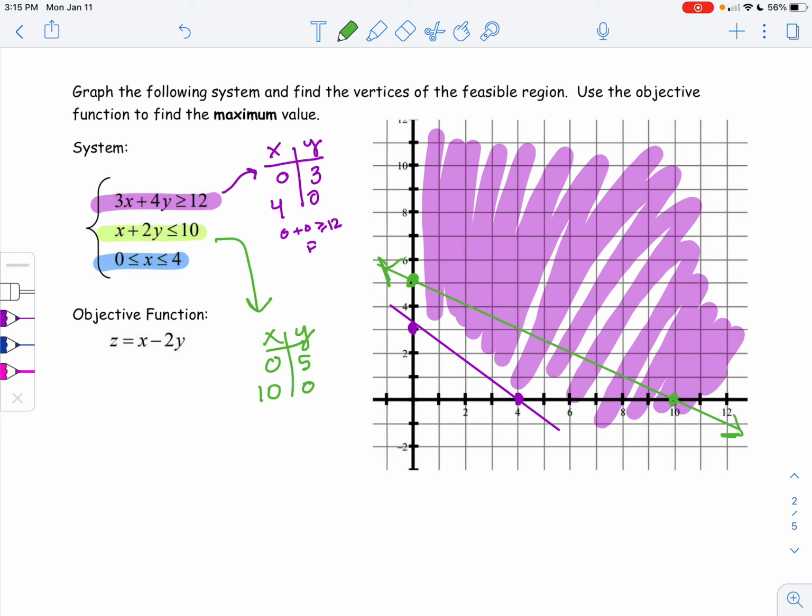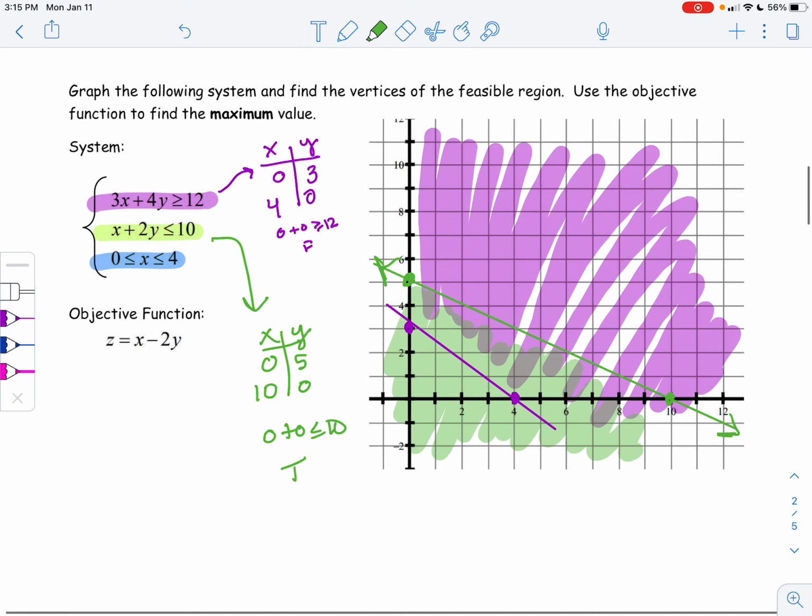All right, and so then I would test 0, 0. So is 0 plus 0 less than or equal to 10? True. So now I do want my green highlighter. So I would shade this way. Okay, I'm already starting to see where they might overlap.